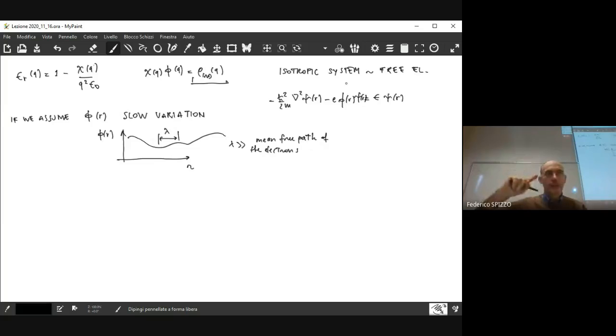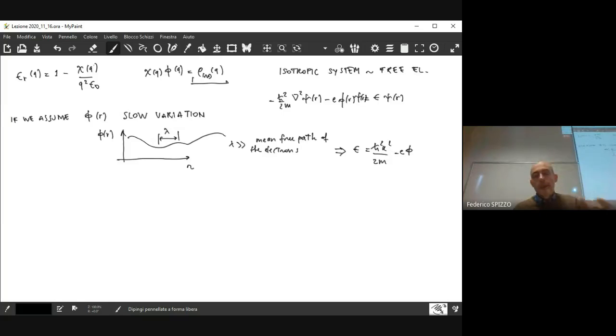So due to that, if this is correct, then I may write that the energy of one electron is equal to the energy that I have in the free electron approximation minus the energy that corresponds to the presence of that potential.